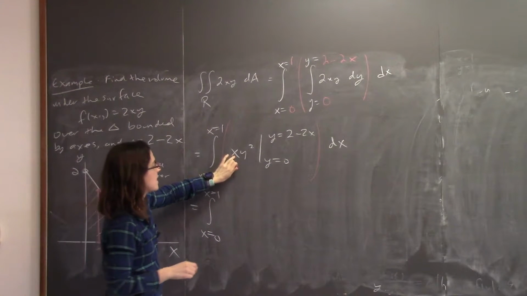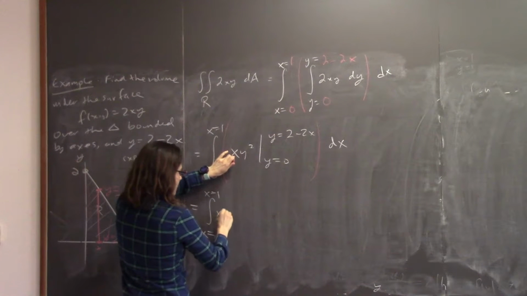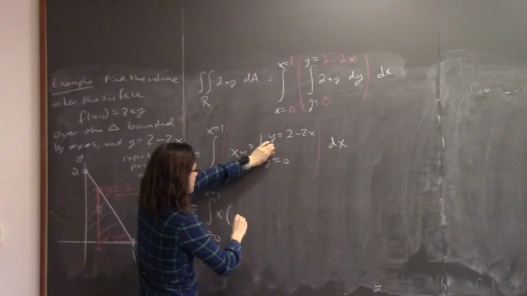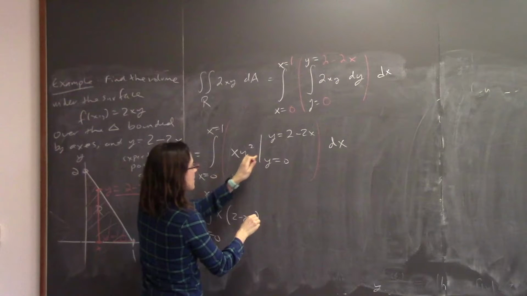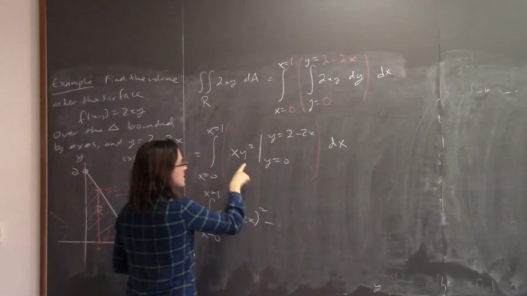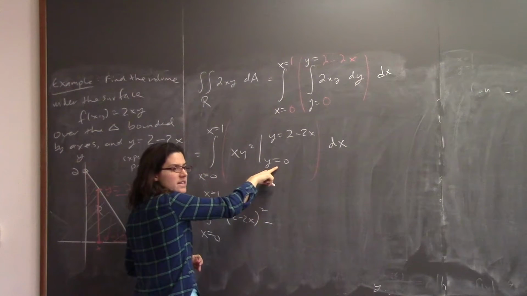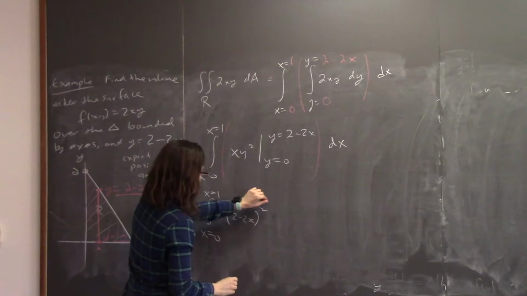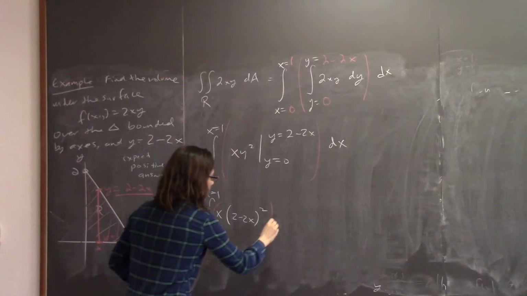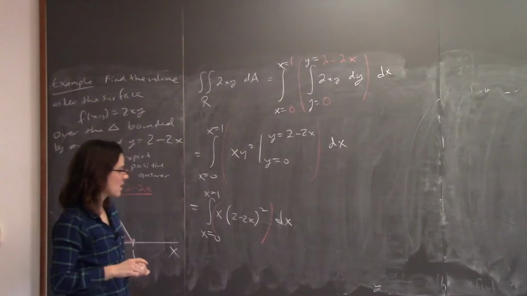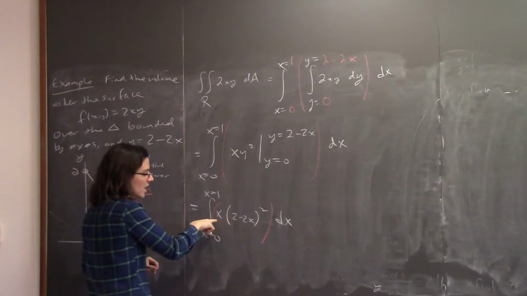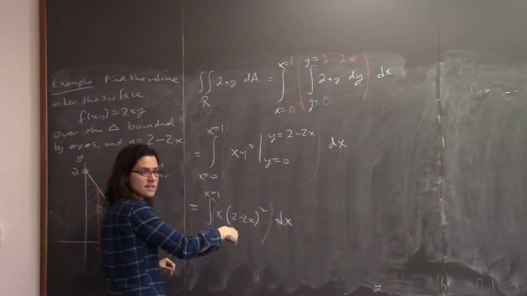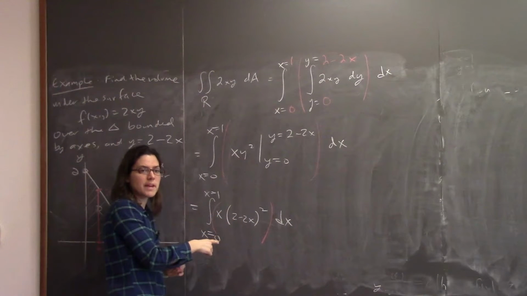So I have x times whatever y is. So x times 2 minus 2x, that thing squared, minus x times whatever y is 0. So actually, we're just subtracting 0. dx. Okay. It's quite hard to integrate a thing like this, the best thing to do is to multiply out.